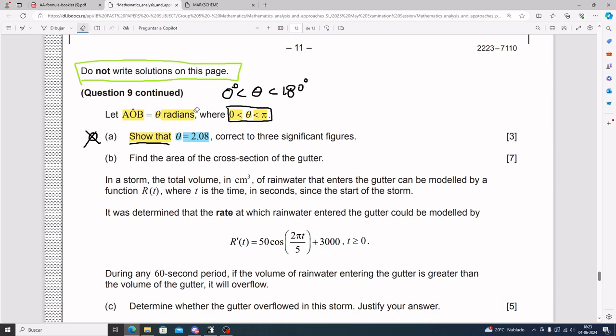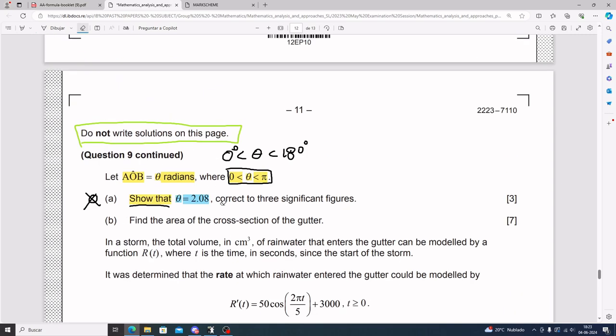If in part A you have a show that and part B needs that result, well, they're giving you the result. So just go ahead and use it. Yes, you can skip part A just to do part B in case you're low on time. It's just a test taking skill tip. So we need to show that that angle is 2.08, correct to 3 significant figures. We will see about that once we reach our answer.